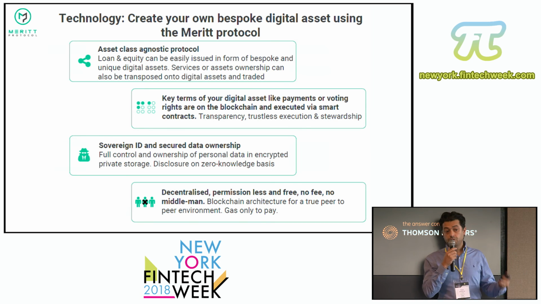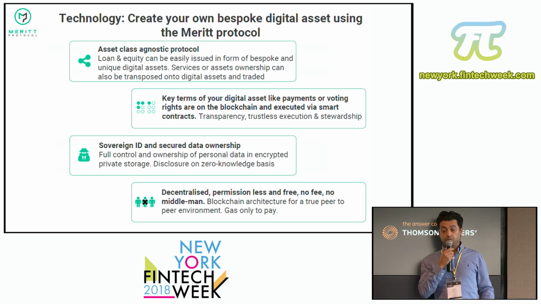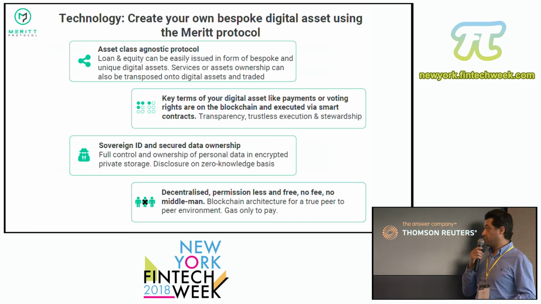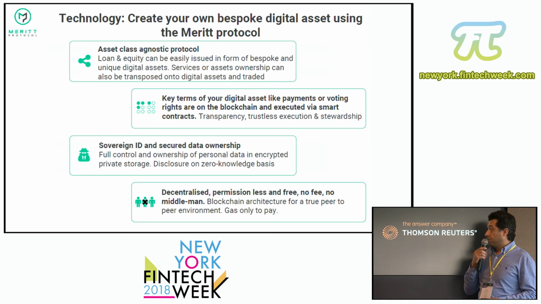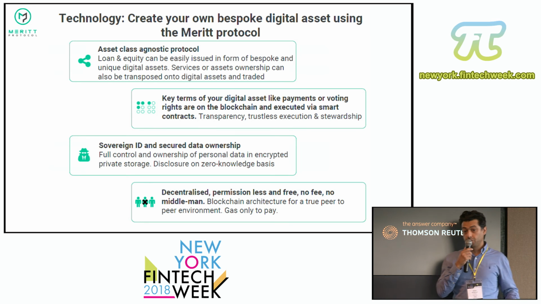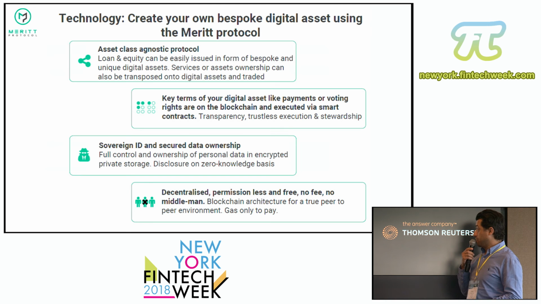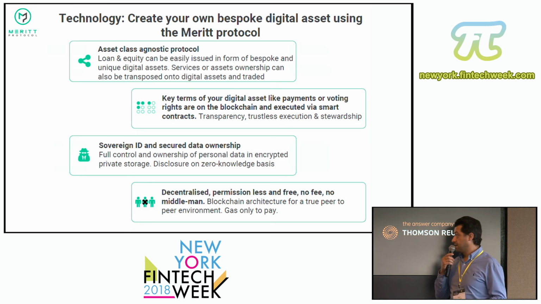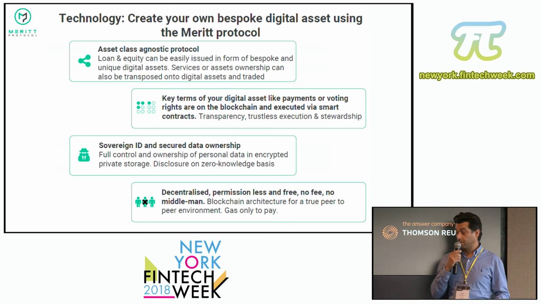So how do you create your own token using the MERITT protocol? Well, simplicity is really our obsession, okay? We want to provide a very simple UI, a very simple interface for people to interact directly with the blockchain. So we are asset class agnostic. You can issue a loan, an equity token. Obviously, make sure you've got the right lawyer if you do a multi-million issuance security. You can also offer a service or asset and trade them directly with peers. So in that case, we talk about tokenization, okay?